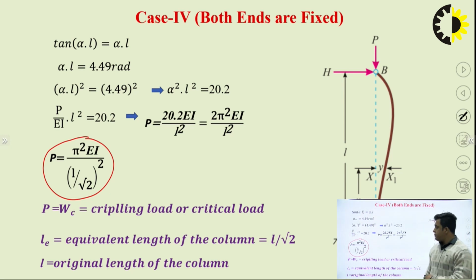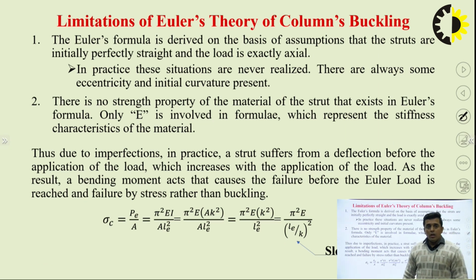All right. Now, there are certain limitations for using Euler's theory. The first limitation which is written is that Euler's formula is derived on the basis of the assumption that the struts are initially straight and the load is exactly axial.